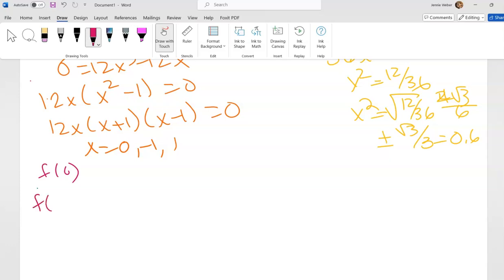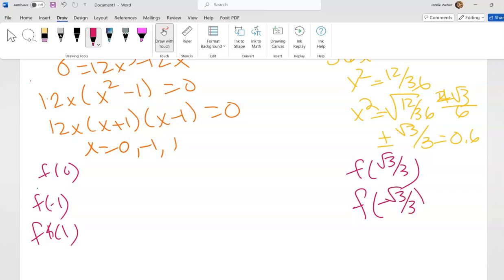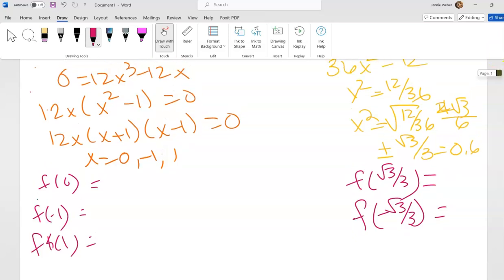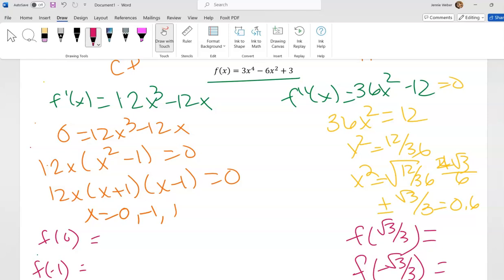I need to find f of -1 and f of 1, okay? And the same thing over here, I'm going to find f of the square root of 3 over 3 and f of negative the square root of 3 over 3. I'm going to find all these so that I have graphing points for when I go to start graphing. So when I put in 0, that gives me 3. That's pretty easy to see. This is going to be 3 minus 6 plus 3, which is 0.